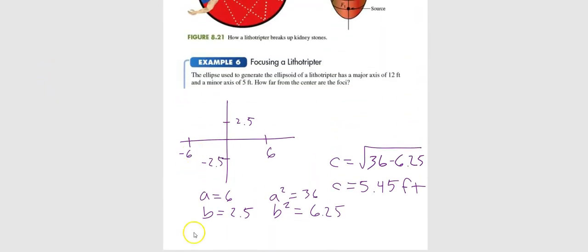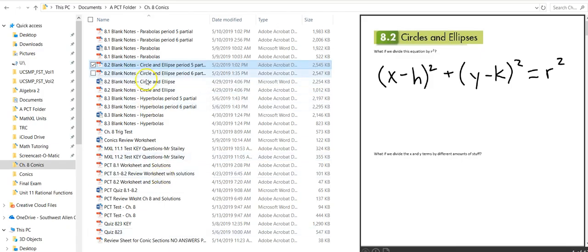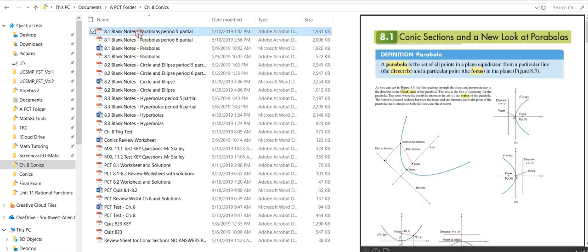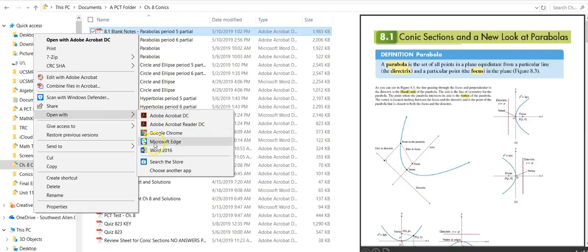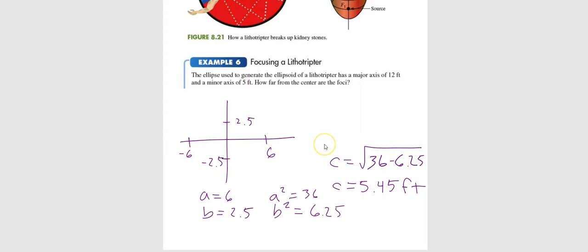Did I not put 16? Oh, I clicked on the wrong one. Why do I have 8-2? I should have had 8-1. There we go.